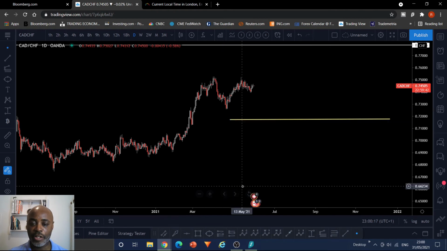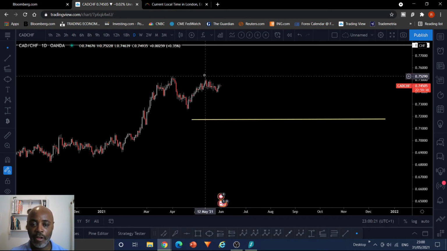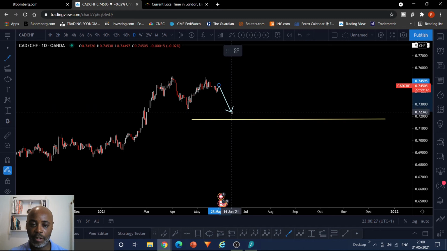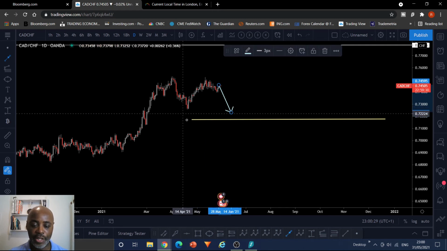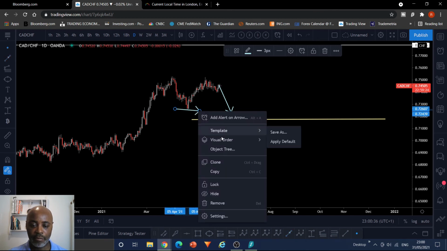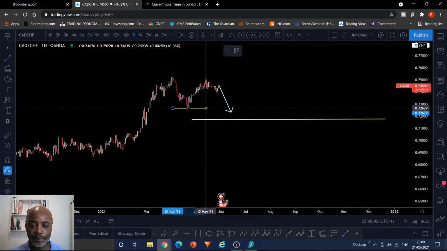My initial target is going to be these lows here. So I'm hoping for price to push down. Let me get my arrow. I'm hoping for price to push down, take out this low here. Yeah, take out, oopsie daisy. Let's get rid of that. Wrong tool. I'm hoping for price to then take out this level here.